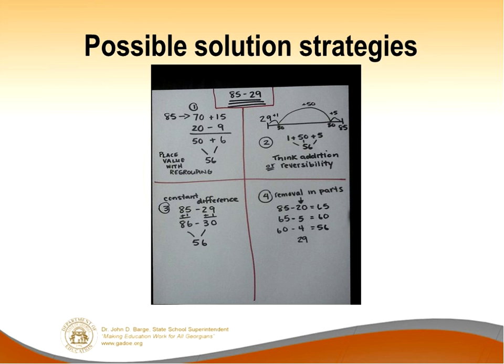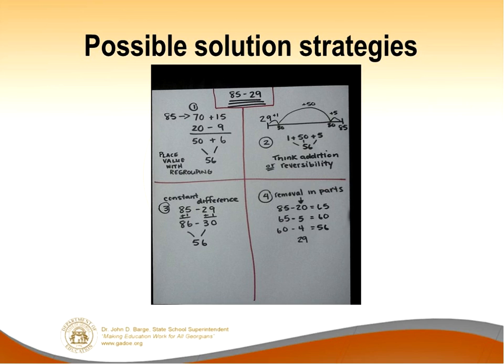So here are some strategies that students in 2nd and 3rd grade are currently using. As you can see in the top left corner, it is decomposing a number into place value, but they've actually used regrouping. Think addition, which is what I just used. Constant difference, and removal in parts. And as you start to employ Number Talks, these are the strategies that your students will begin to develop in the classroom. And once you see them thinking, it's so powerful. Just sit back and let them show you what they're doing.